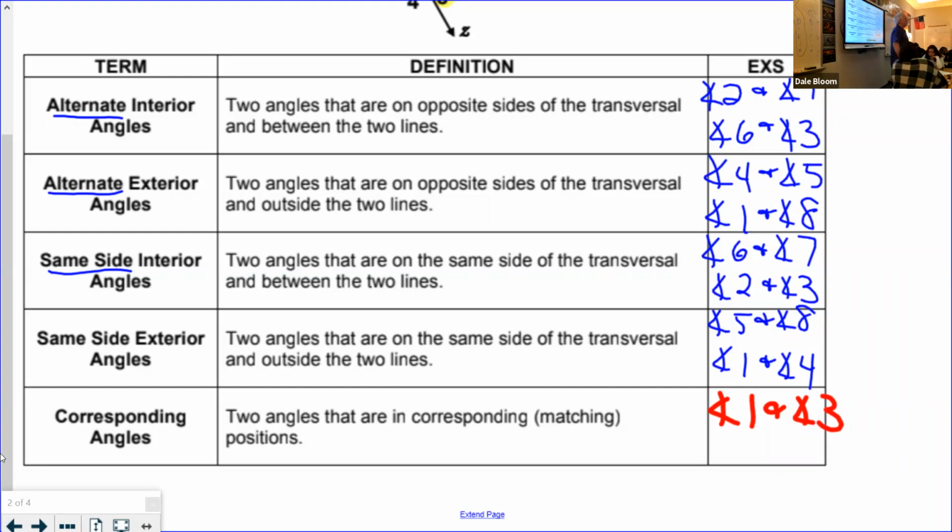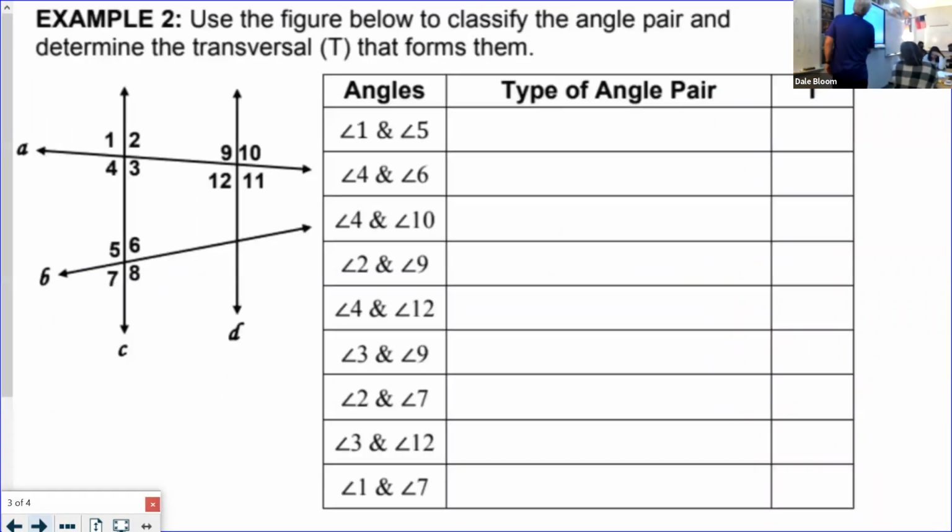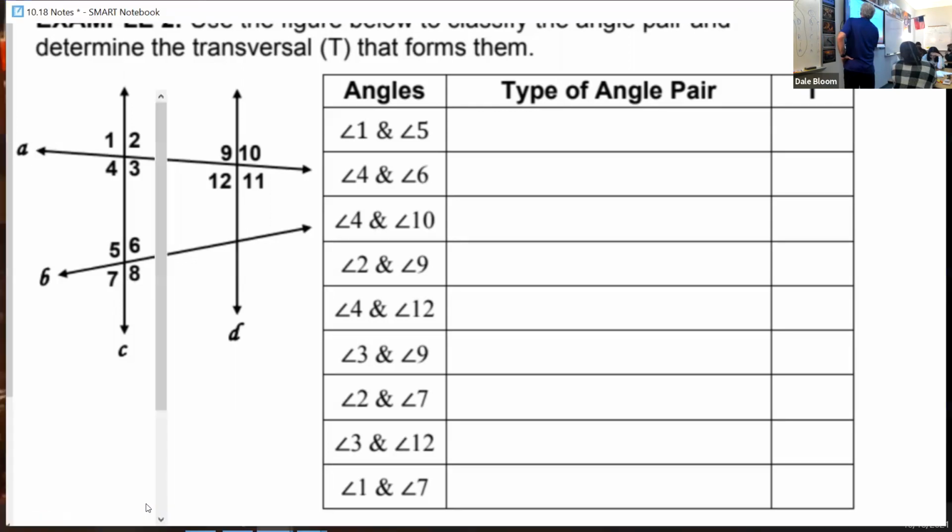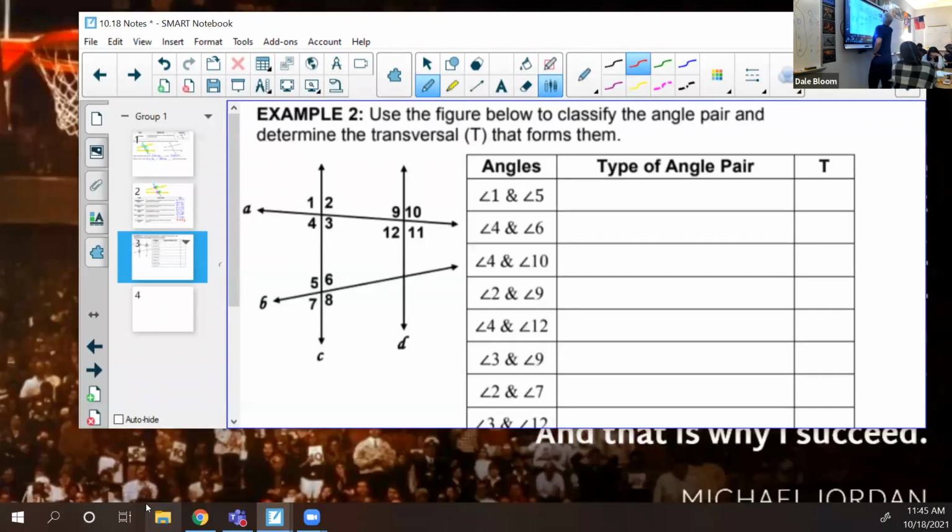Now we're going to go through an example, and we're going to answer the question, and then the rest of the class period, we actually have an activity. Yes, sir. All right, let's go to the next page. So I've got a picture here. And I'm going to get my lines back.